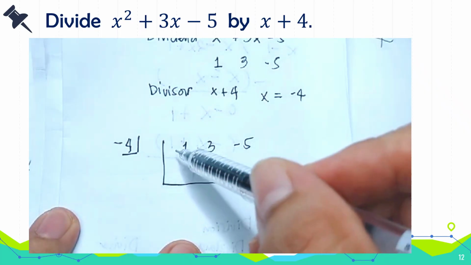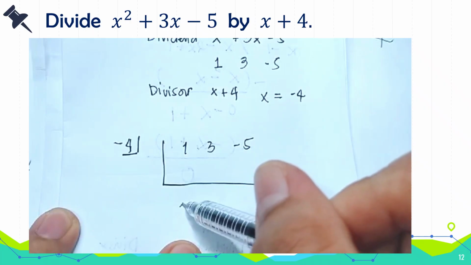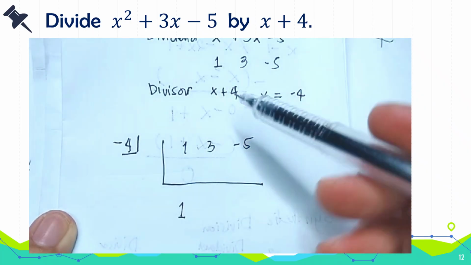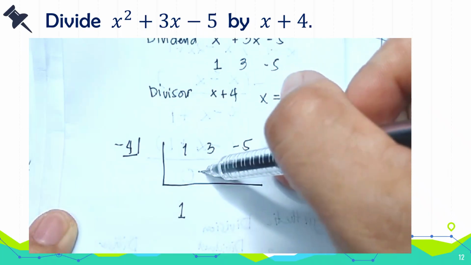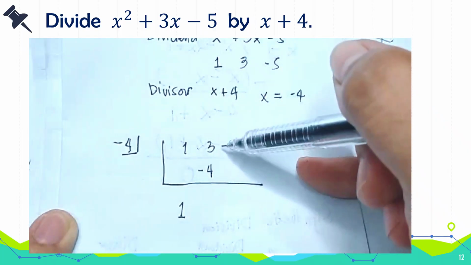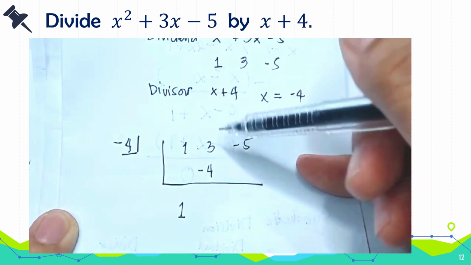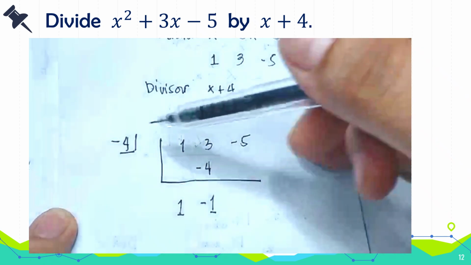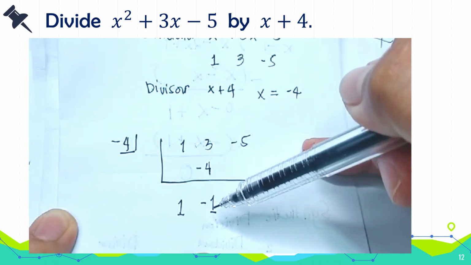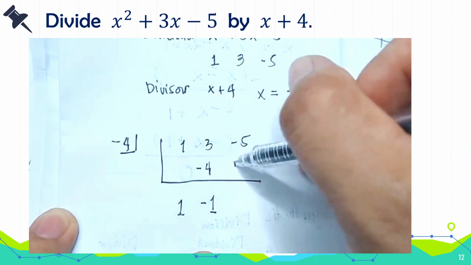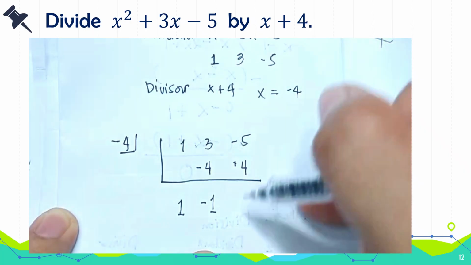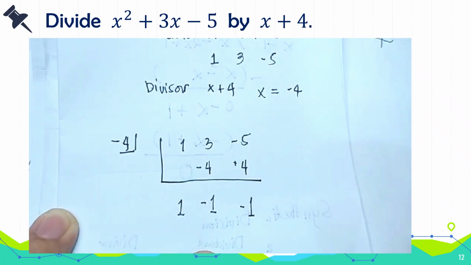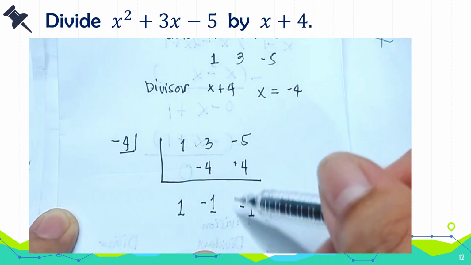First thing to do is bring down the first numerical coefficient 1. Then negative 4 times 1 will give us negative 4. Let's add 3 plus negative 4 will give us negative 1. Proceed. Negative 4 times negative 1 will give us positive 4. When we combine, the last value will be negative 1. This will be our remainder.